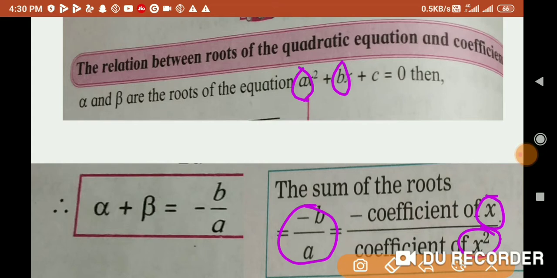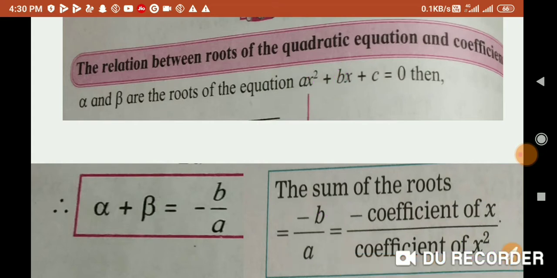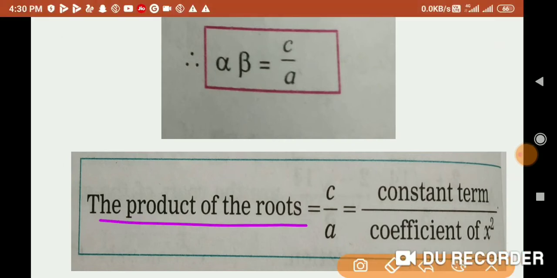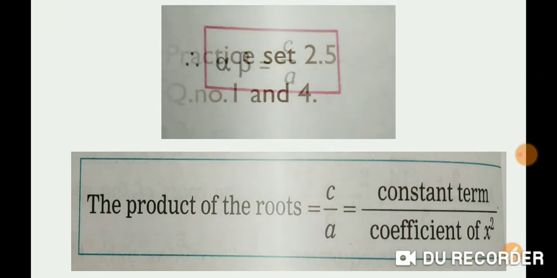Understand? Now we have to see the formula to find out the product of roots of the quadratic equation. Now see here, alpha into beta is equal to c upon a, where c is the constant term and a is the coefficient of x square. Understand? Now see the next.